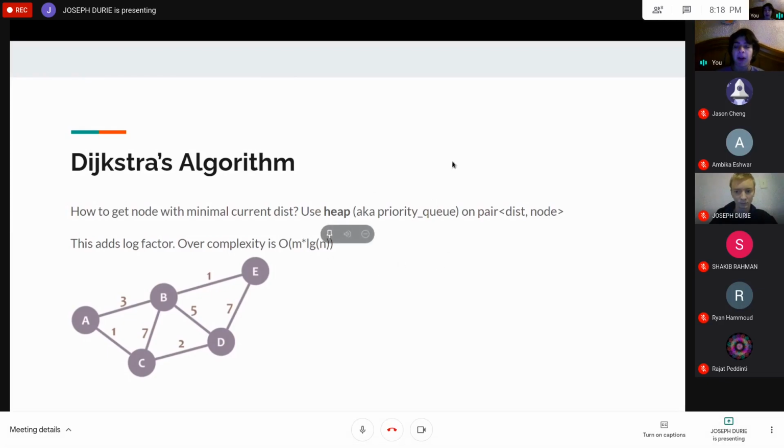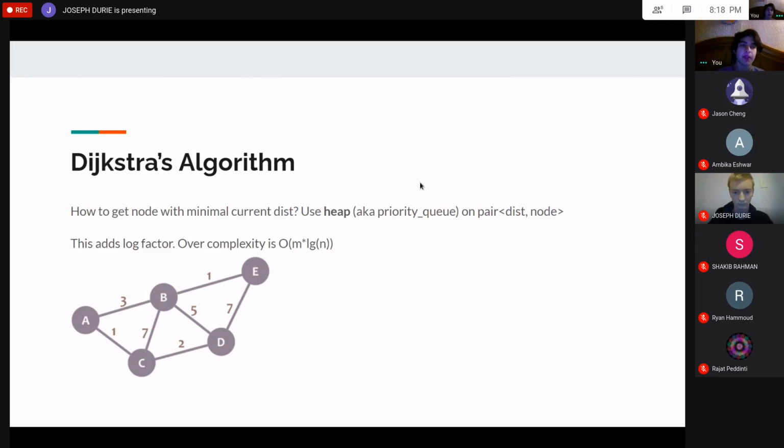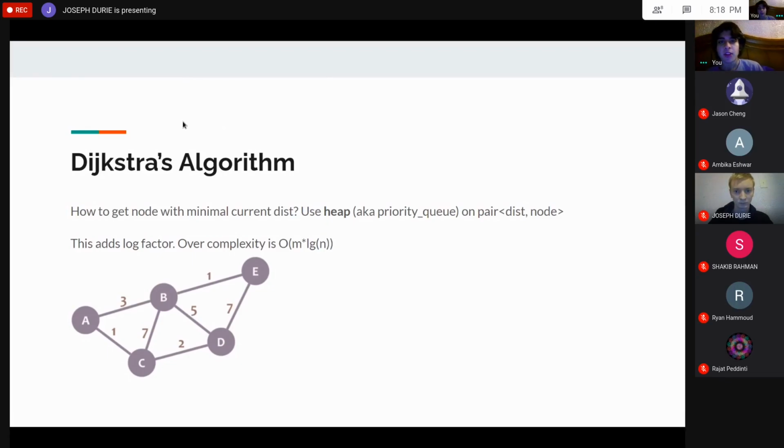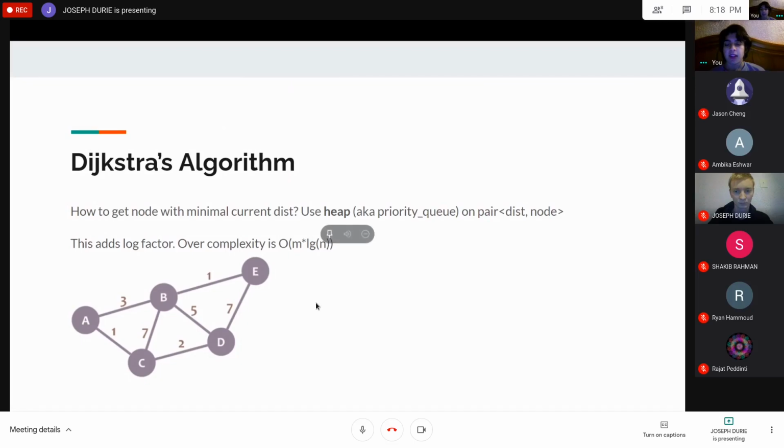The thing is that the priority queue adds a log factor. So for every node, we take log time to find the smallest node, and then we mark it as visited, so we only do that n times. So the complexity would be m times log n. The reason it's not n times log n, it's m, is that m in this case is the number of edges.